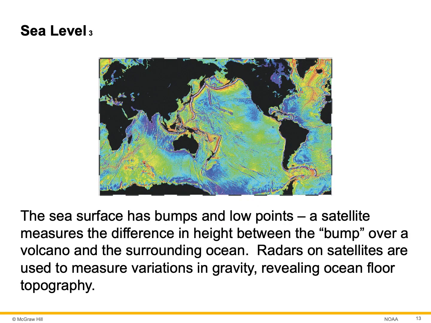The sea surface has bumps and low points. A satellite measures the difference in height between the bump over a volcano and the surrounding ocean. Radars on satellites are used to measure variations in gravity, which reveals the ocean floor topography.